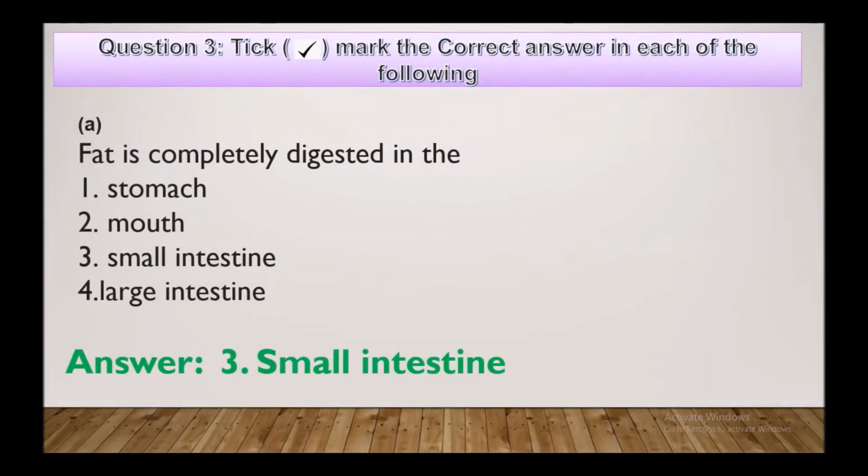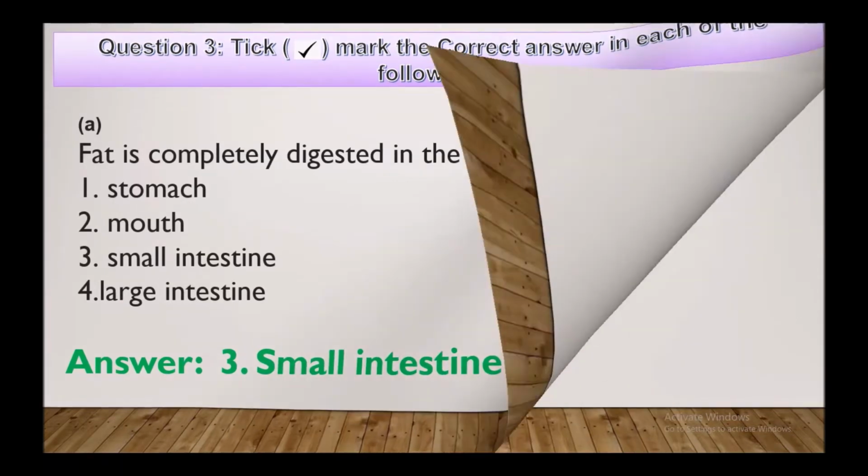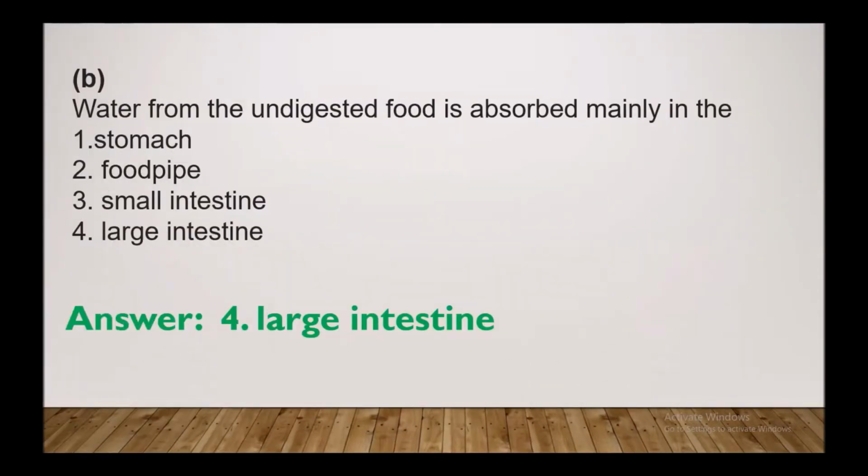The next is question 3. Mark the correct answer in each of the following. Fat is completely digested in. So the answer is small intestine. Water from the undigested food is absorbed mainly in the large intestine is the answer.